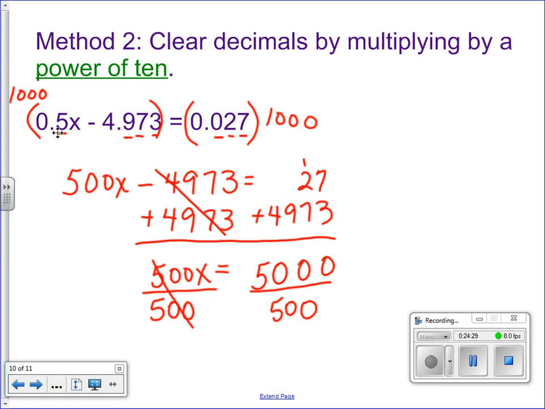500 divided by 500 is 1. 1 times x is x. And 5,000 divided by 500 would be 10. So there's my answer. And again, I can check it out by going back to my original problem and substituting in 10 to make sure that I get a true statement.